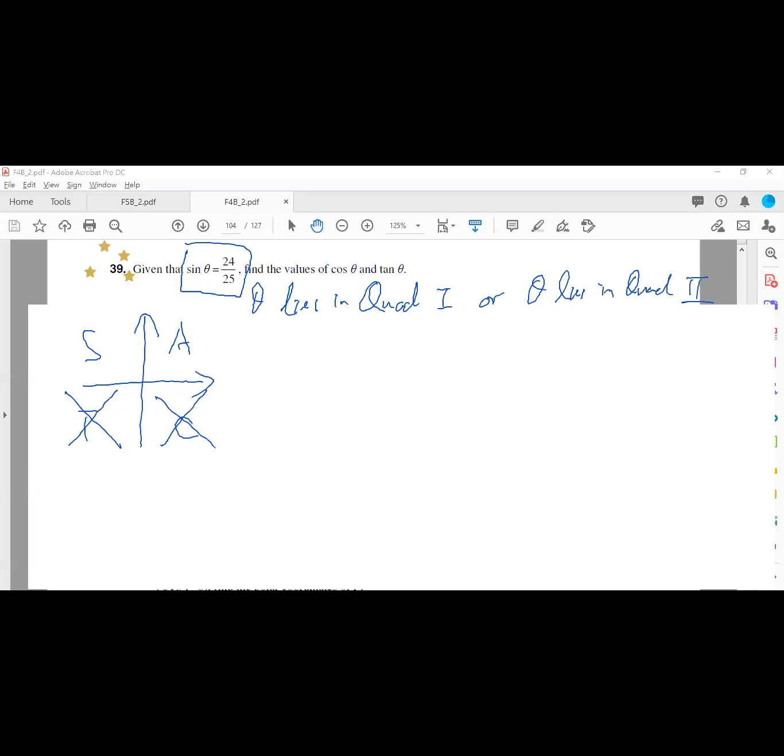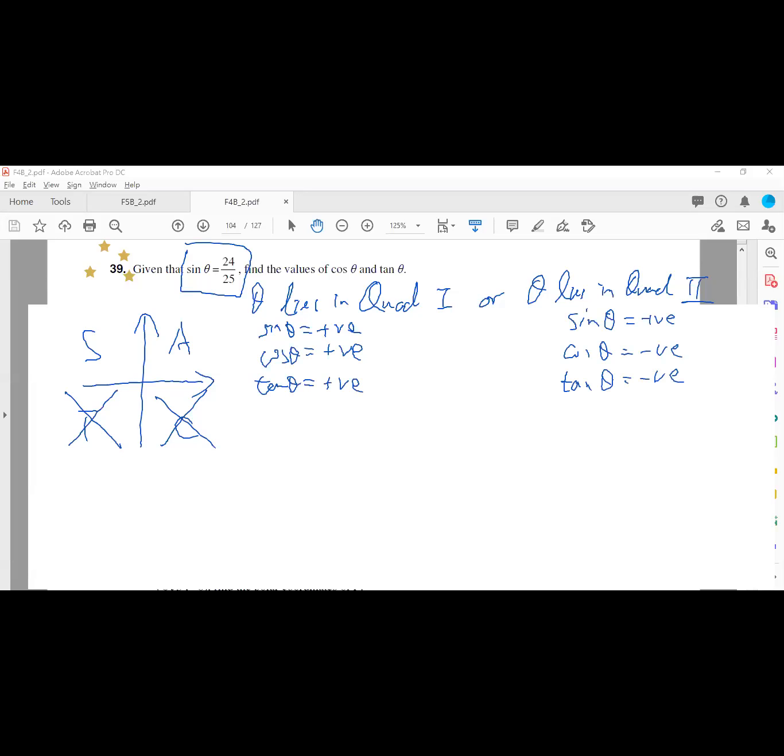It's okay? If theta lies in quad 1, then all of them will be positive. Sine theta is positive, and cosine theta is positive. Tangent theta is also positive. If theta is in quad 2, only sine theta is positive. But cosine theta is negative, and tangent theta is also negative.